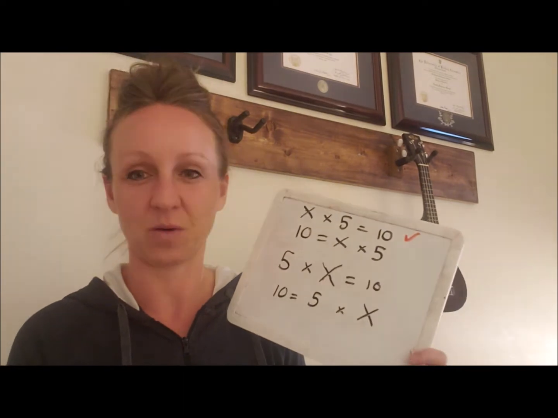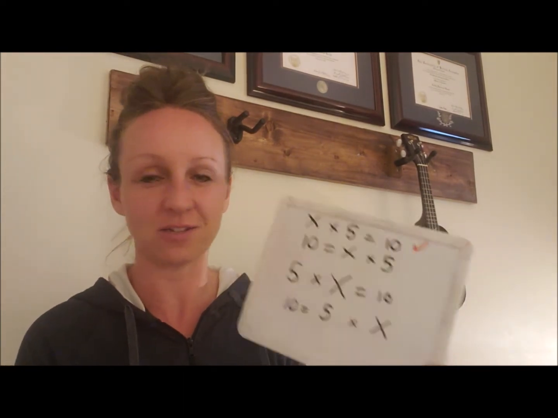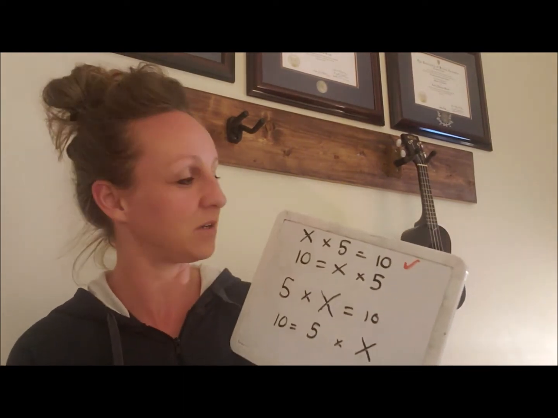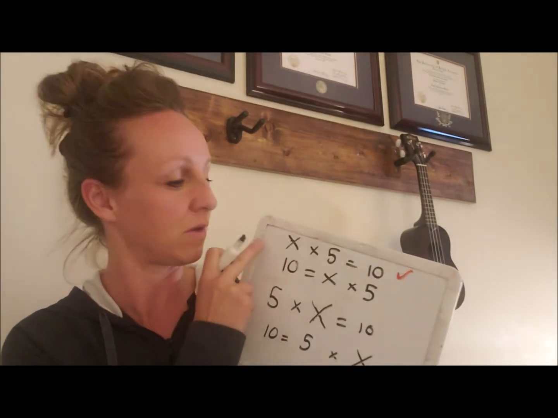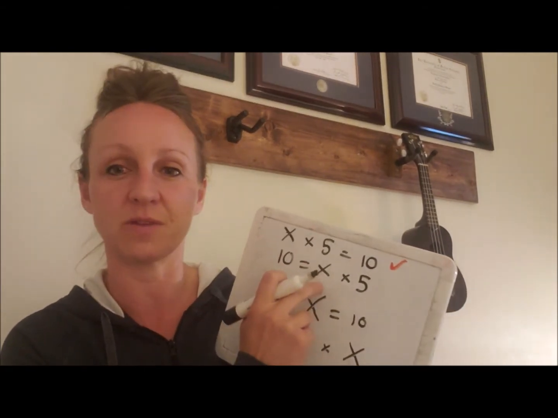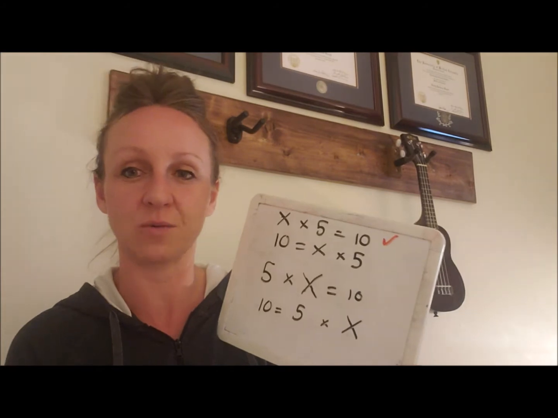Hello everyone. Today we're going to take a look at one-step equations that involve multiplication. In my last video I showed you how to do the one where the variable is way over here on the left. Now I'm going to show you how we handle it when the variable is just on the right-hand side of the equal sign.